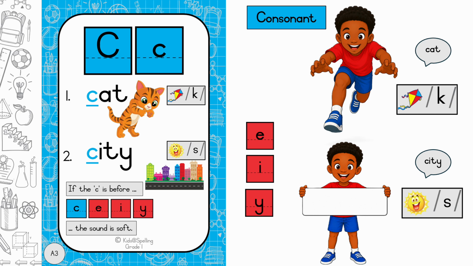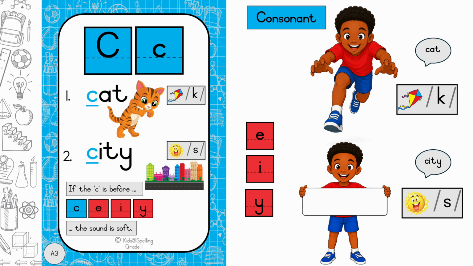The C says K for cat, but if it's followed by E, I, Y, it says S for city. The moves: jumping like a cat, fingers in the air, rectangle for city. And you need to know this rhyme very well if you want any success with spelling, especially for the K and S sounds. Let's recap. The letter C says K, but if it's followed by E, I, Y, it says S.